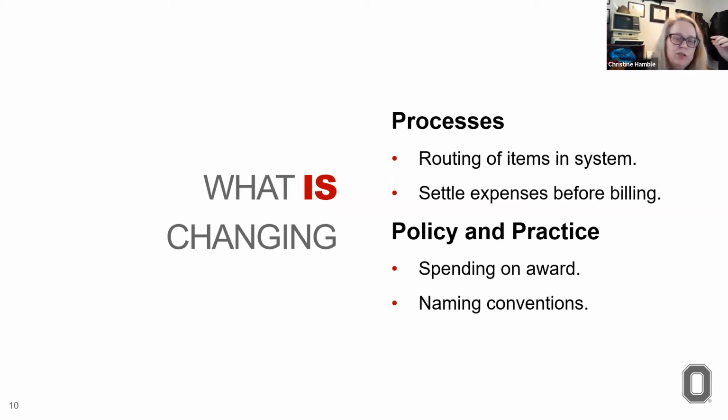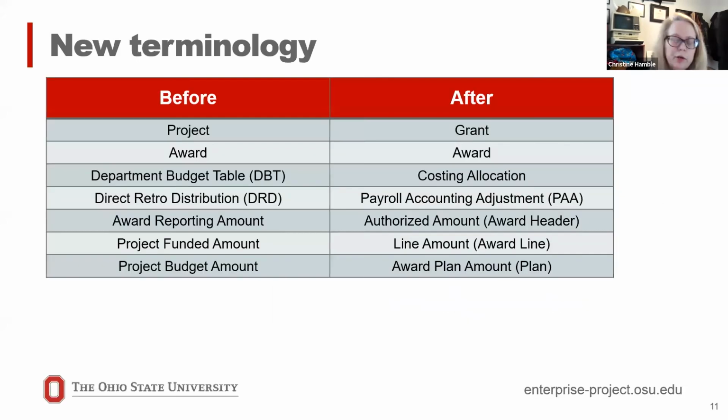One of the big changes is terminology. It's hard to get used to. We've been using the same system for so long now, but an award in PeopleSoft is still an award in Workday. But what we think of today when we think of projects, those are called grants in Workday. I think that's probably the key one that's going to throw us for a loop for a while.